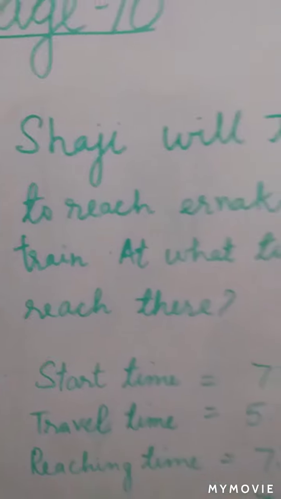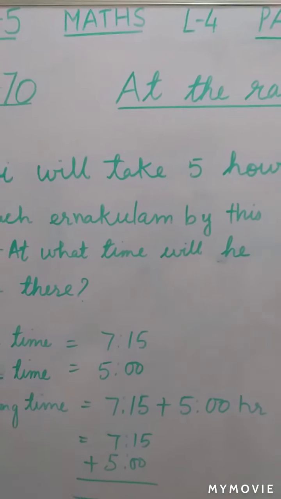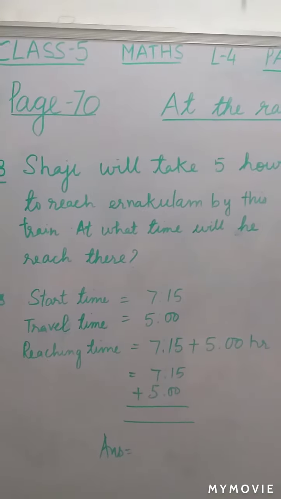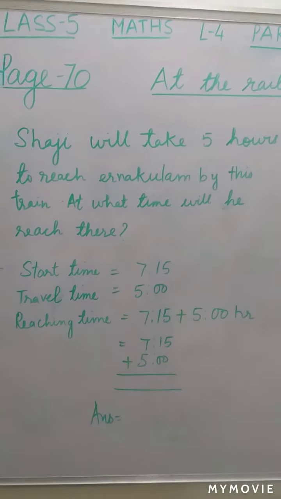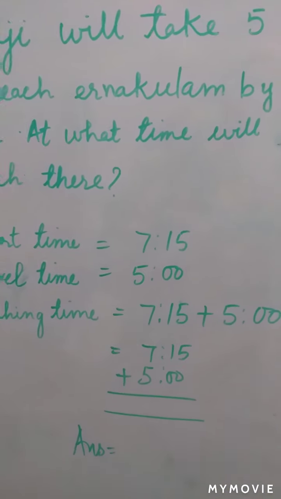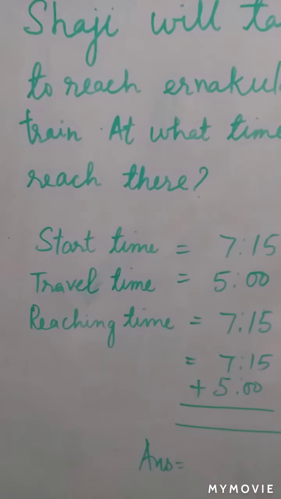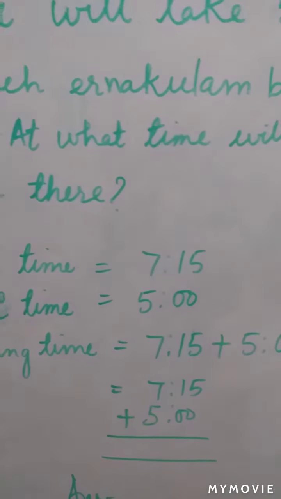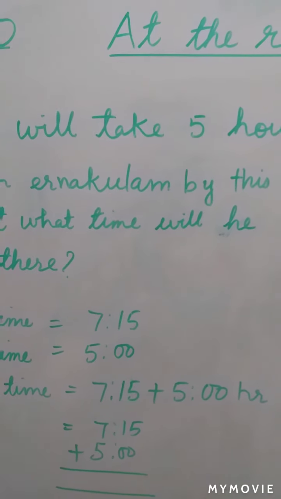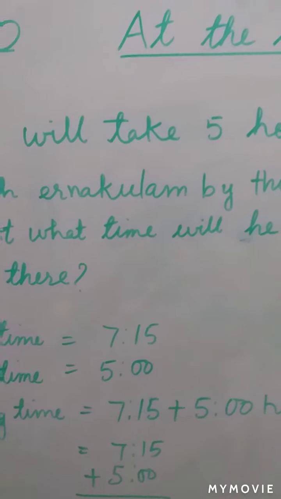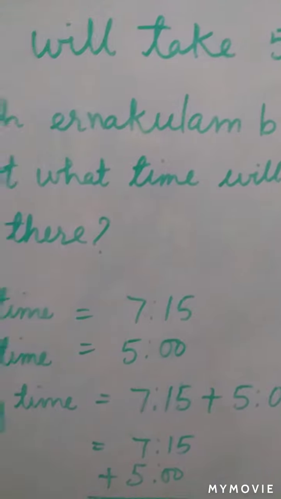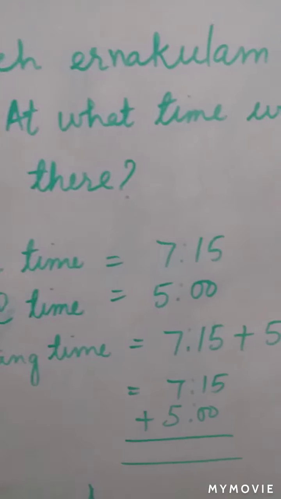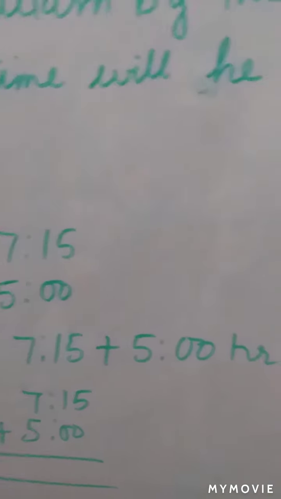Now the next question, or the last part of the question, says Shaji will take 5 hours to reach Ernakulam by this train. At what time will he reach there? Now this is a very simple question, because the start time was 7:15 and he has sat in the train for 5 hours. It is given in the question that he will take 5 hours to reach his destination Ernakulam by this train. So what is the reaching time? Reaching time will be 7 hours 15 minutes plus 5 hours.